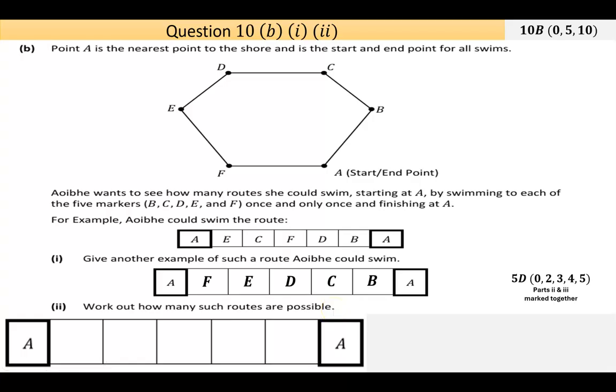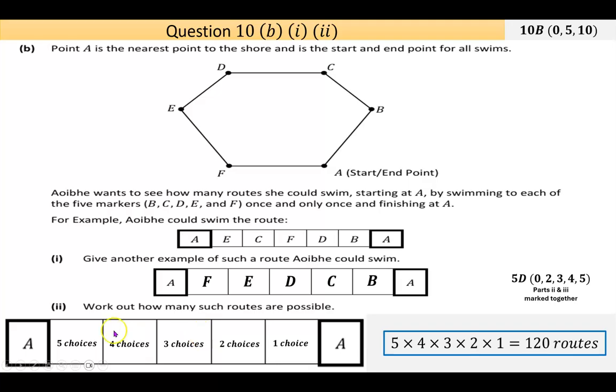Now, there's different ways of doing this. When she makes her first swim, she has 5 choices. And now she has 4 choices. And now 3 choices, because you've used up 1, you've used up 2, whatever. And 2 choices. And finally, there's only 1 choice left. Now, I've said the word and over and over again, and in the and scenario, you multiply. So we're multiplying 5 by 4 by 3 by 2 by 1, which is basically 5 factorial, and that gives me 120 routes.